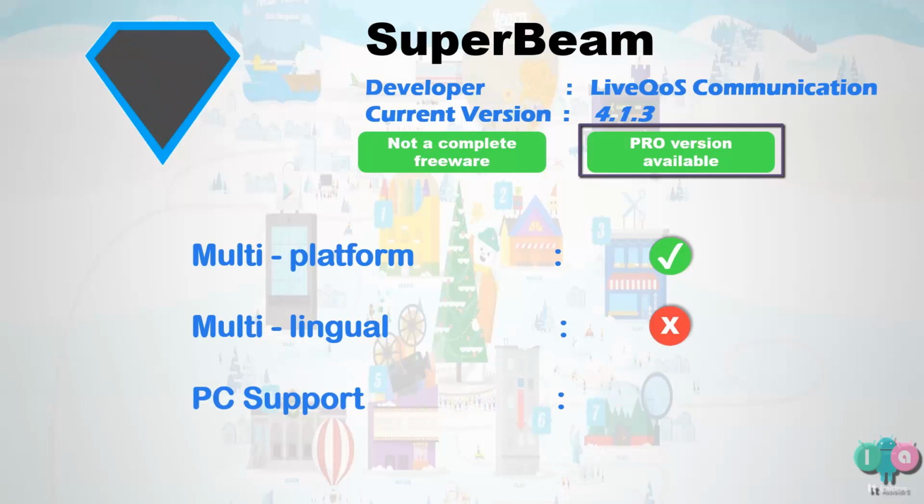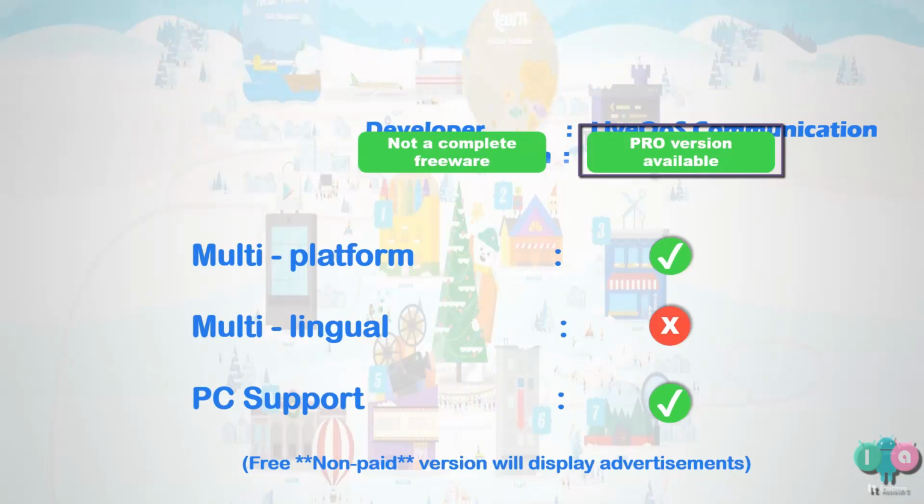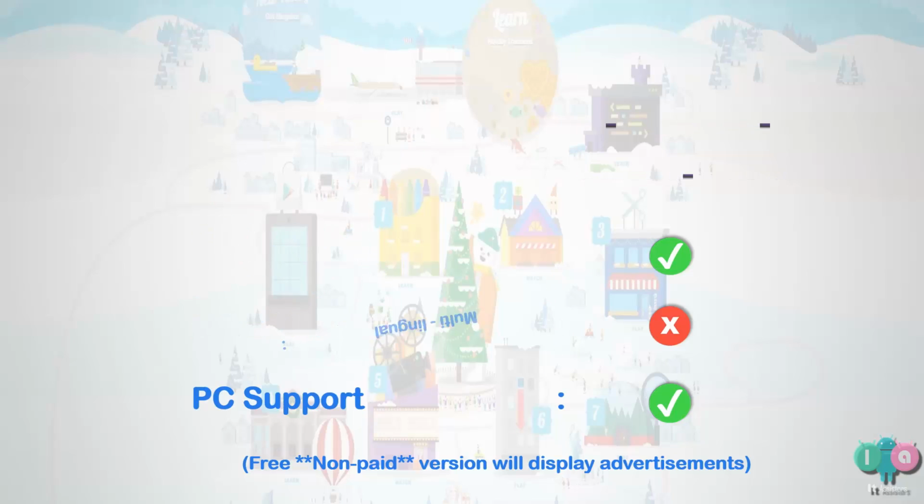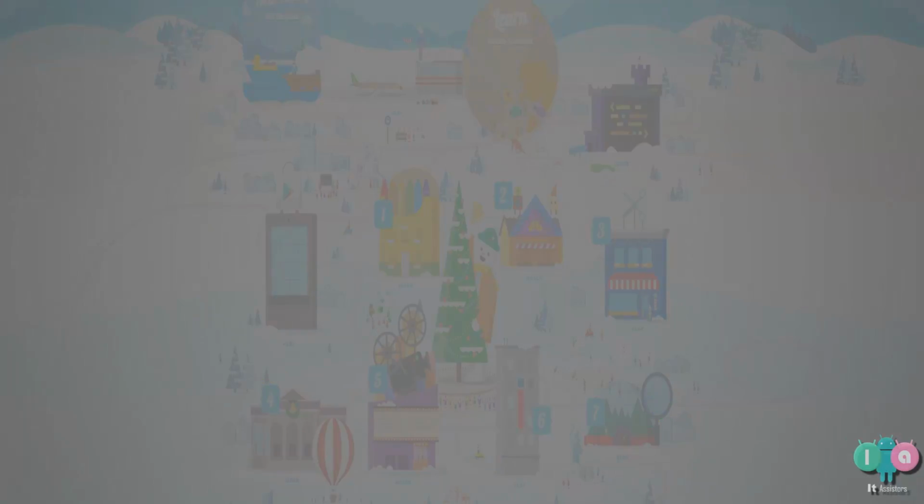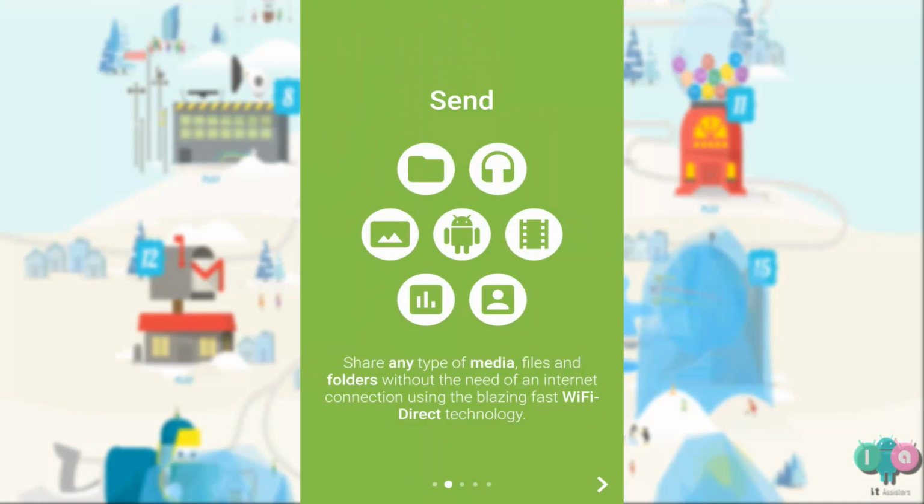It supports multi-platform, that is iOS to Android, Android to iOS, such stuff, and it supports PC. But if you want to transfer files from your PC to SuperBeam or SuperBeam to PC, you need to purchase the Pro version of the app, and the free version displays only advertisements. If you want, you can use an ad blocker. Wait, is an ad blocker available for Android? If it is, then share it in the comments.